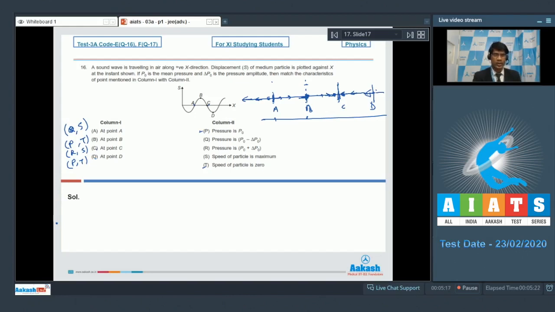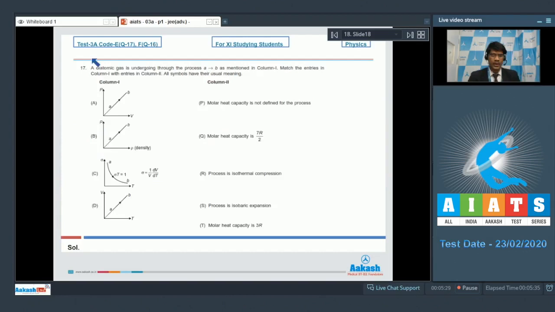Now let's proceed to question number 17. Here in question number 17, a diatomic gas is undergoing a process A to B as mentioned in column 1. Match the entries in column 1 with the entries in column 2. All symbols have their usual meaning.